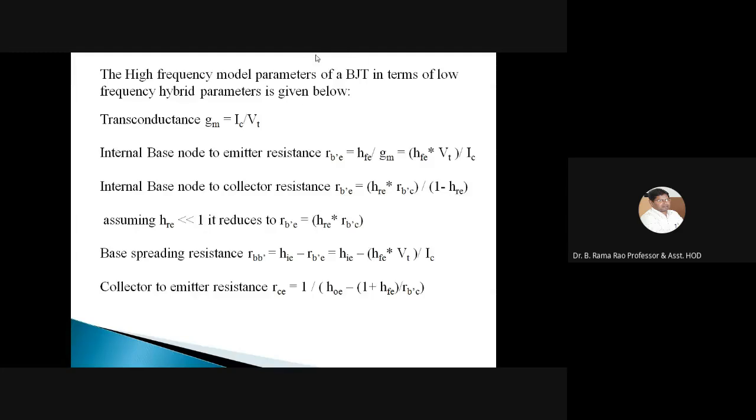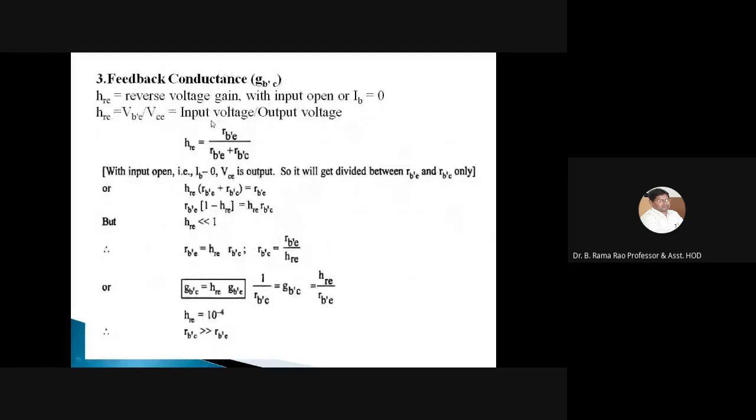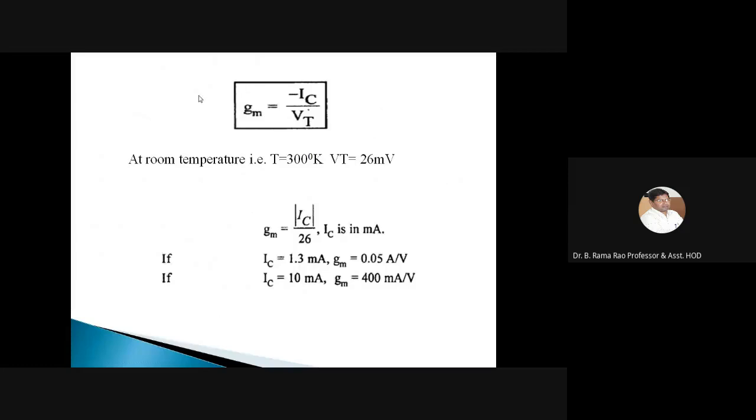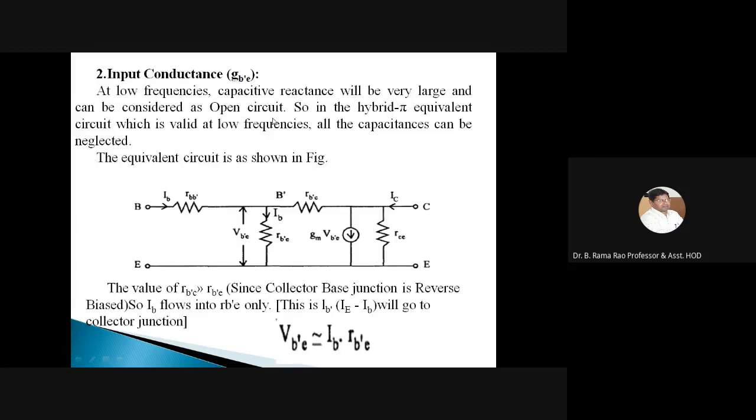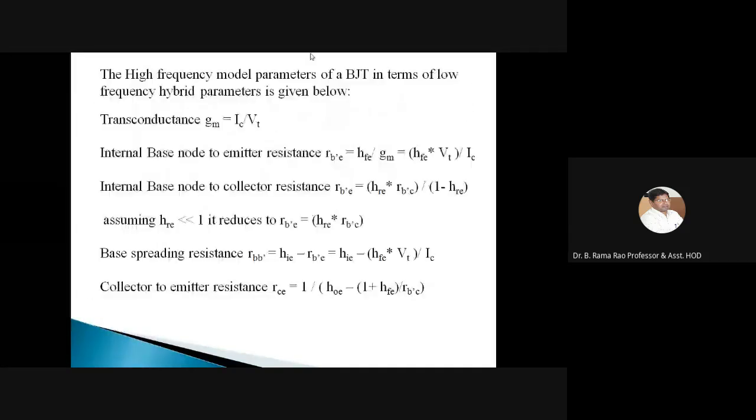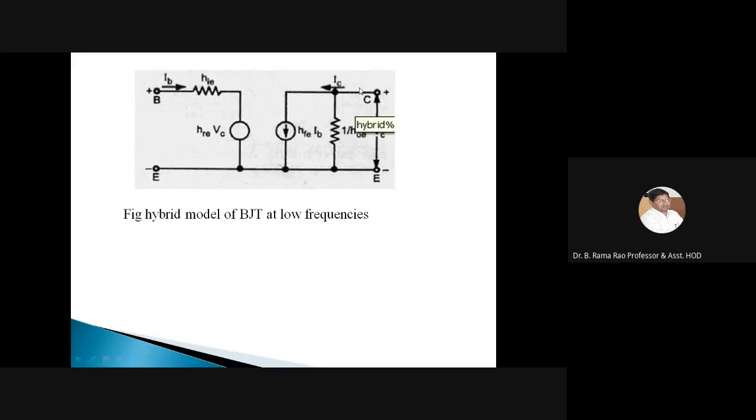This is nothing but IC by VT. Previously we have calculated the transconductance GM for the hybrid pi model. GM is nothing but IC by VT, where IC means the output current and VT is the threshold voltage. Now the same can be validated for the low frequency model: the transconductance GM is equal to IC by VT, where IC is the output current or collector current and VT is the threshold voltage.